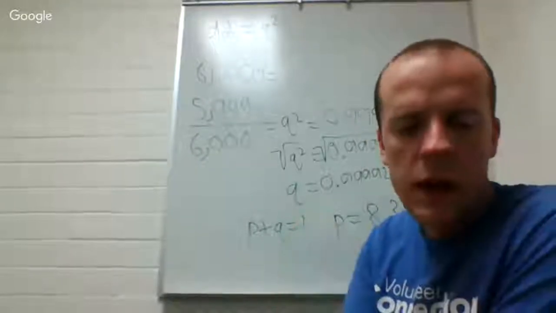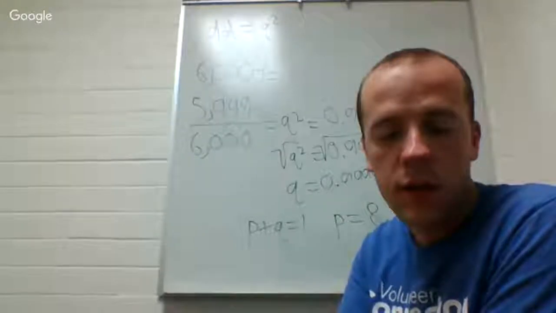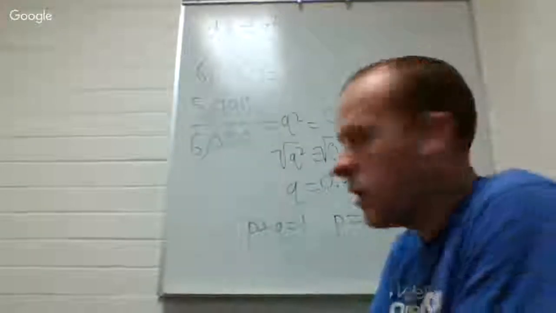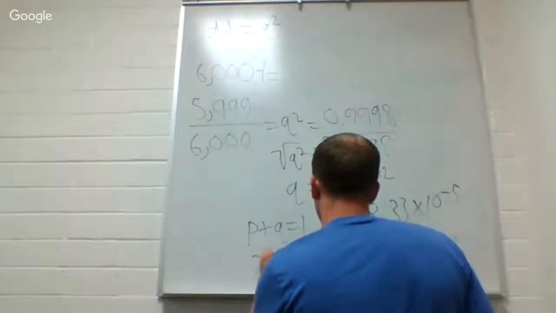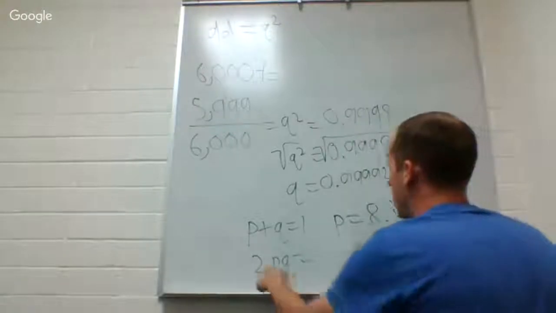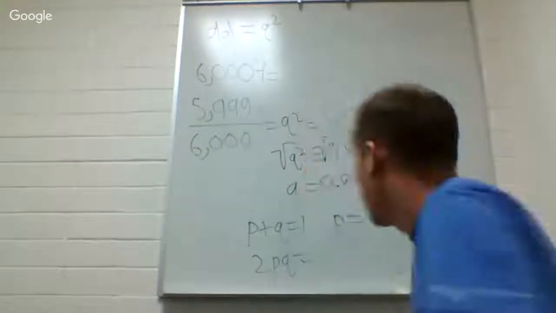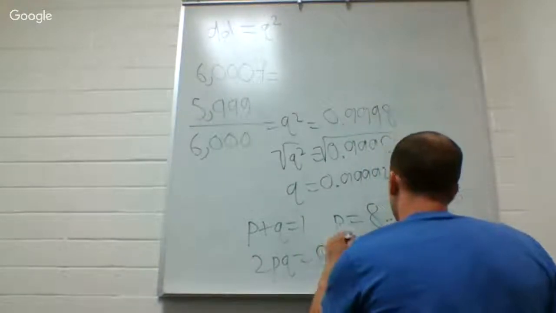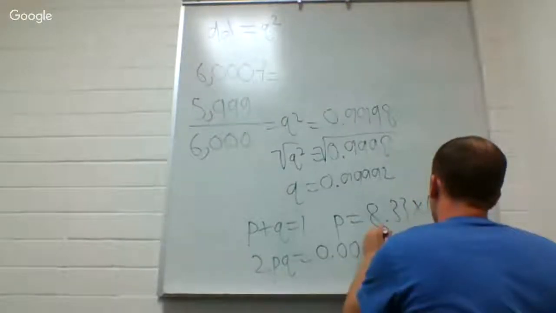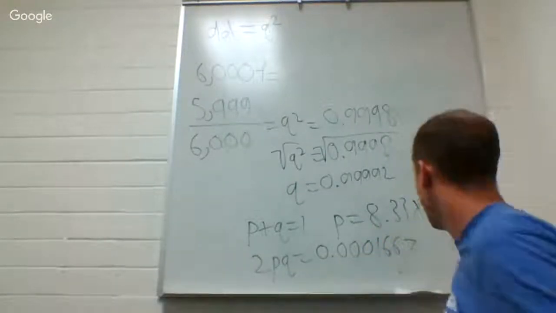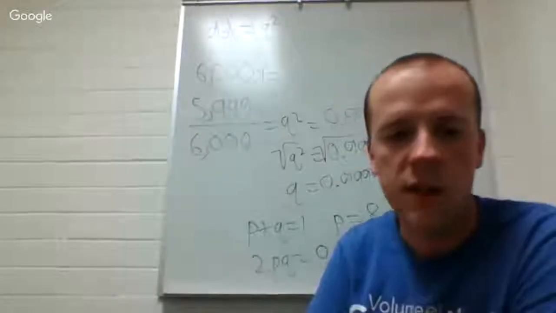Now, part C is, what is the frequency of heterozygous individuals in the population? So to get that, we use our 2pq again. 2 times p times q, and that gives us this for our frequency of heterozygous individuals in the population.